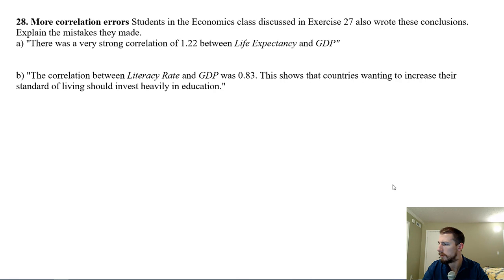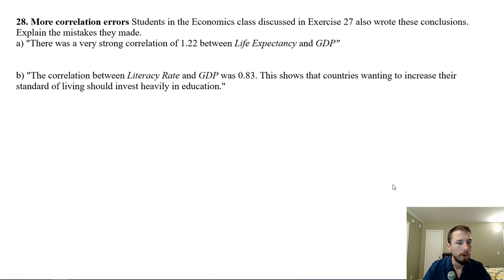Each student examines different factors, such as life expectancy, literacy rate, etc., for a few countries and reports to the class. Apparently, some of your classmates don't understand stats very well. Surprise, surprise. But you know several of the conclusions are incorrect. Explain the mistakes that are made in the statements below. We're going to skip to 28.